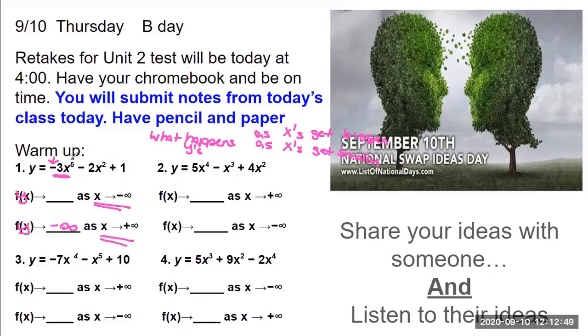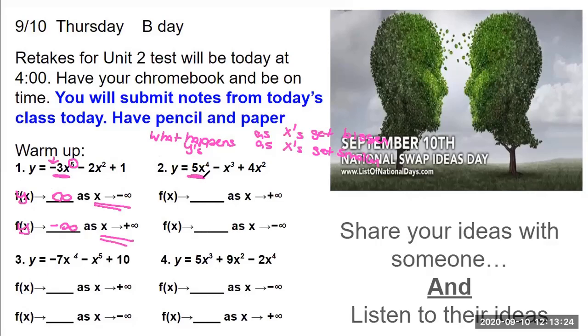Now, the next thing I look at is the exponent of the leading term. If it's odd, then the other one's different. And if it's even, the other one's the same. So what's the other one going to be, Logan? It's going to be positive infinity. Yep. Colin, tell me about number 2. The leading term is 5x to the power 4. Awesome.